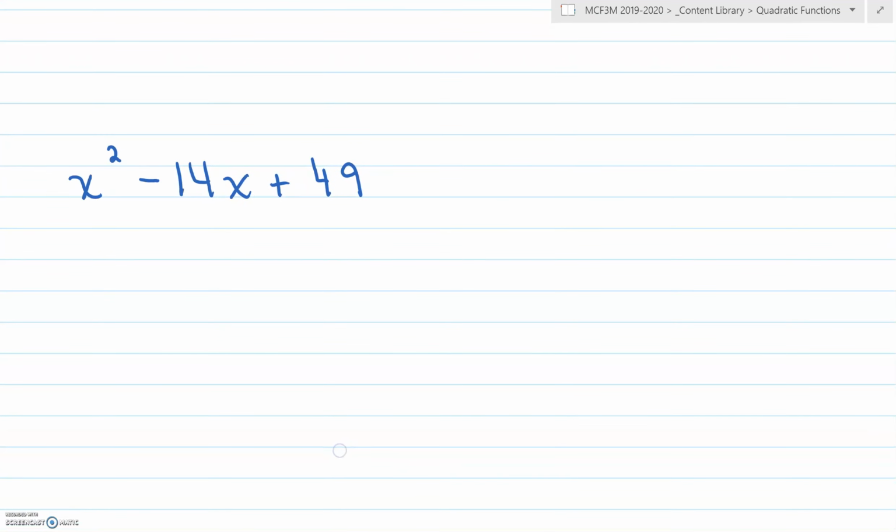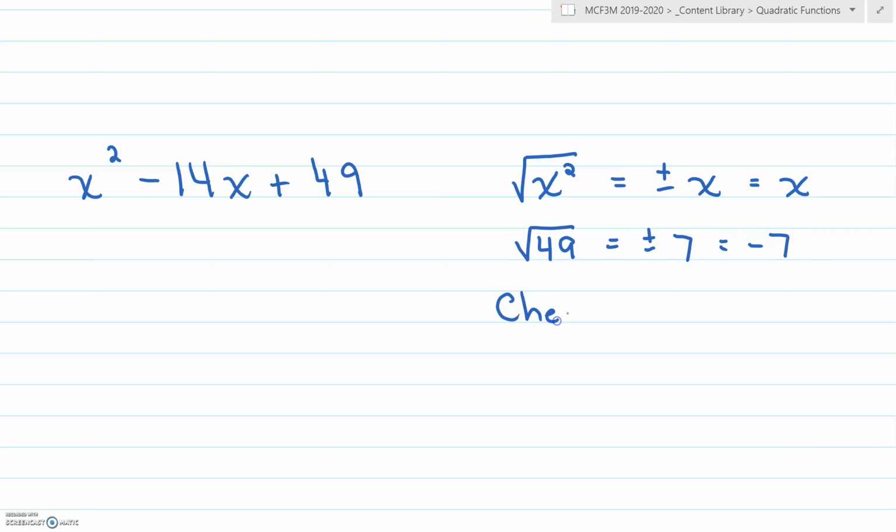Jacob, what do I do? Square root of? X. Nope. Square root of x squared. Yep. Which is? X. Positive or negative x. Good. Which one are you going to take? Positive. Yeah. And then you do the square root of? 49. Okay. What does that give? Plus or minus? Help him out. 7. Yeah. But Jacob, which one am I going to take? Negative. Perfect. So let's do a check.